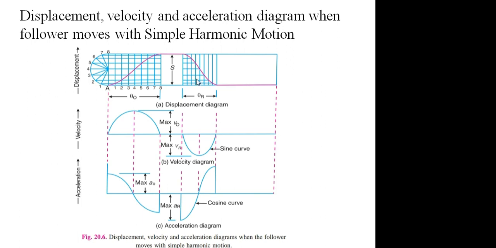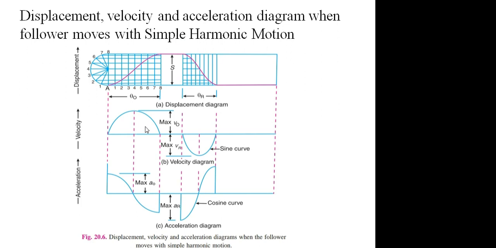Now you have to take care while drawing the curve for the return stroke. You can see here for the outstroke, as the follower moves from bottom to top, you have to draw the curve from bottom to top. During the return stroke, the follower moves from its topmost position to its bottommost position, so you have to draw the curve from top to bottom. So this is the displacement diagram for a follower when the follower moves with simple harmonic motion.